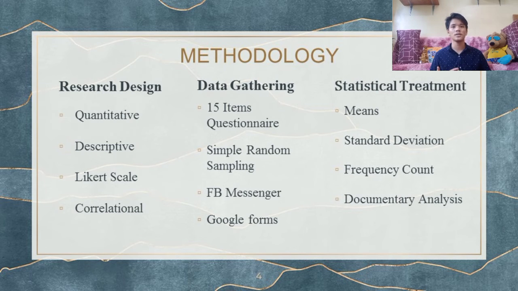For the data gathering procedures, we have used the 15 items questionnaire from another study of English language proficiency level. This study made use of the simple random sampling method. And in order to disseminate the survey questionnaire, we have used Facebook Messenger using Google Forms and other Google features. For the statistical treatment, we have used means, standard deviation, and frequency count to analyze the data. And documentary analysis was also engaged.